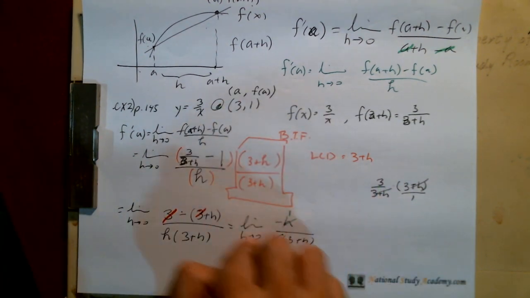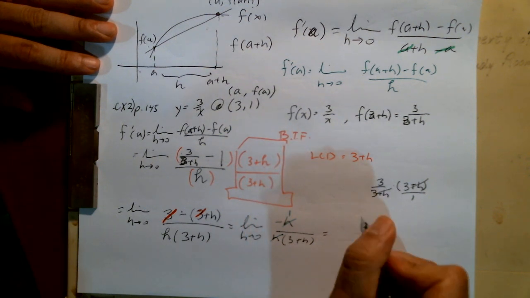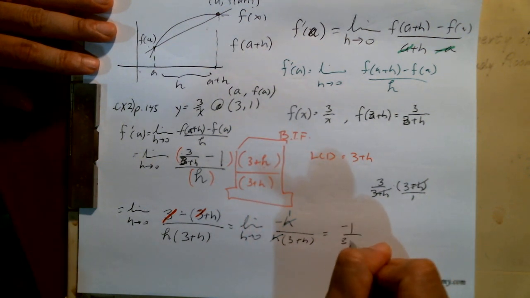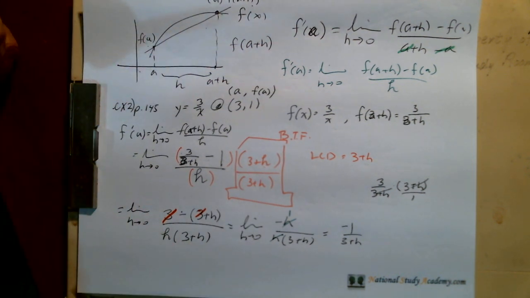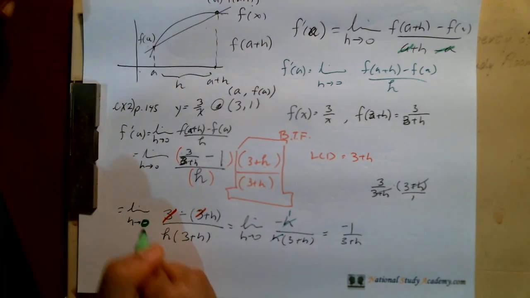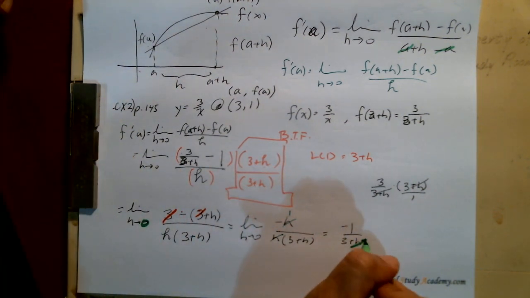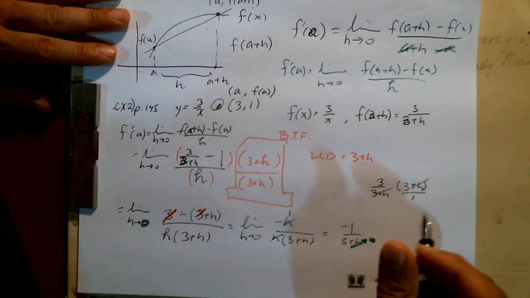So there's a little bit of algebra involved here. You end up with negative 1 all over 3 plus h. Now the limit as h approaches 0. I'm going to use lime green here. So I'm going to plug in 0 here. This turns into 0. And you end up with negative 1/3.